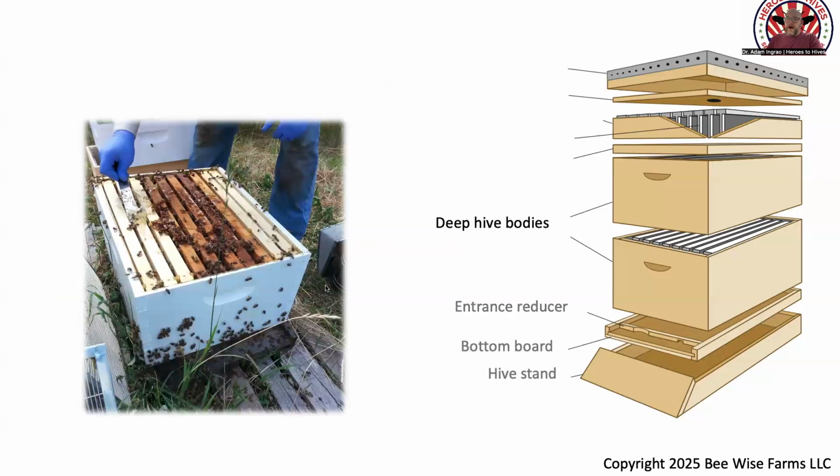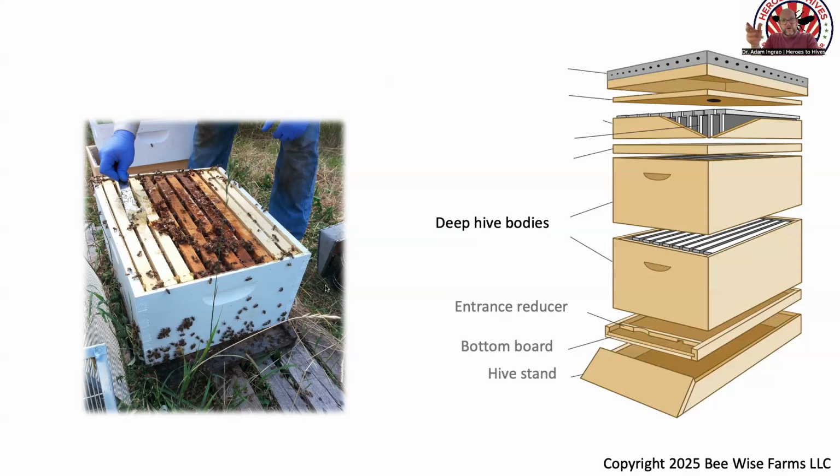The next one are your hive bodies. Now, hive bodies come in deep, medium, and shallow sizes. So 9 5/8, 6 5/8, and 5 11/16 inches in height are the heights of your hive bodies. It does not matter what size hive bodies you use. The bees do not care.